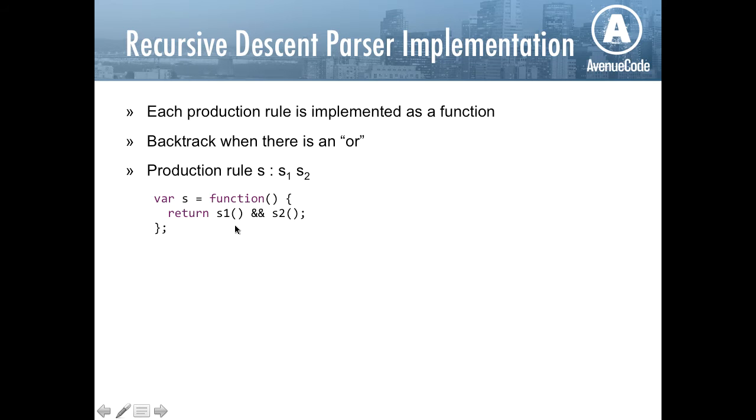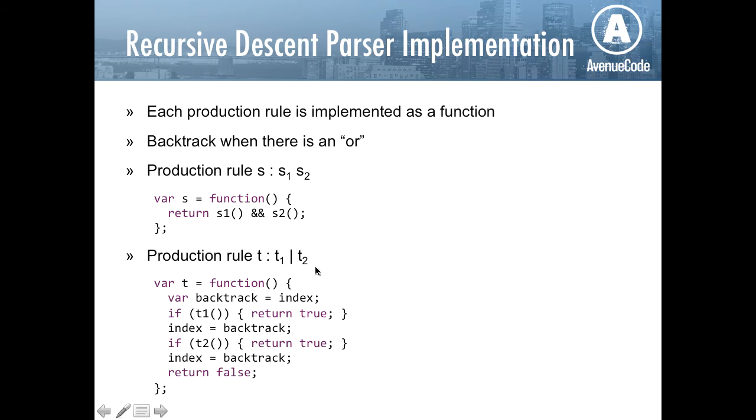So what happens here is if S1 fails, it returns false. If S1 succeeds, it tries and calls S2. If S2 fails, it returns false. If S2 succeeds, it returns true.